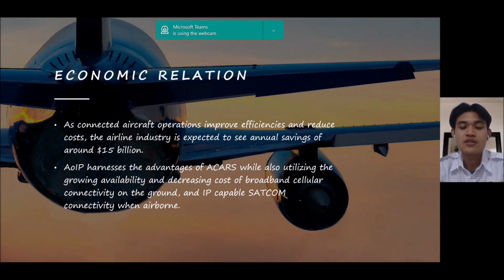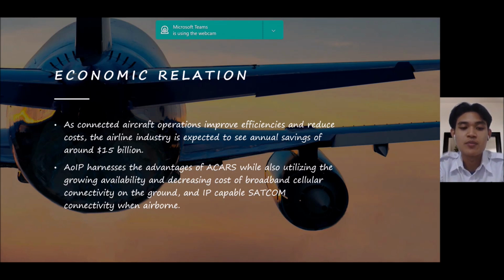AOIP harnesses the advantages of ACARS while also utilizing the growing availability and decreasing costs of broadband cellular connectivity on the ground and IP-capable SATCOM connectivity when airborne. The specific mechanisms vary by aircraft and the type of system used, but in general, standard ACARS, known as ARINC 618 messages, are encapsulated in IP messages between the aircraft and ground-based message handlers for processing.